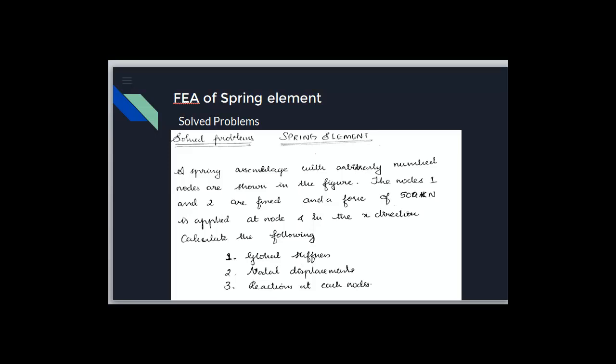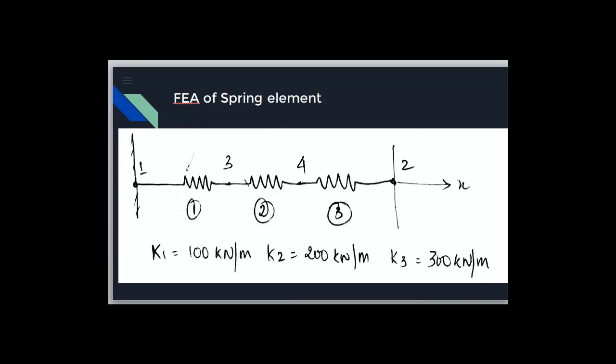So this is the given spring where node 1 and node 2 are fixed, and the spring element has three spring constants: K1 is 100 kN per meter, K2 is 200 kN per meter, K3 is 300 kN per meter. It is asked to calculate the global stiffness, nodal displacement and reactions at the ends.